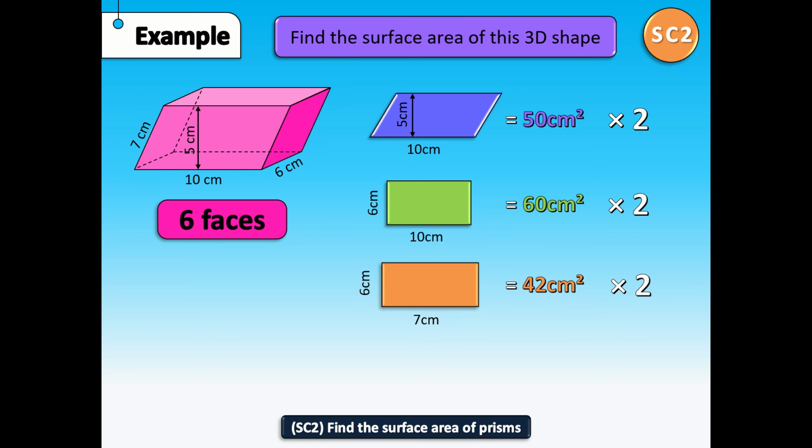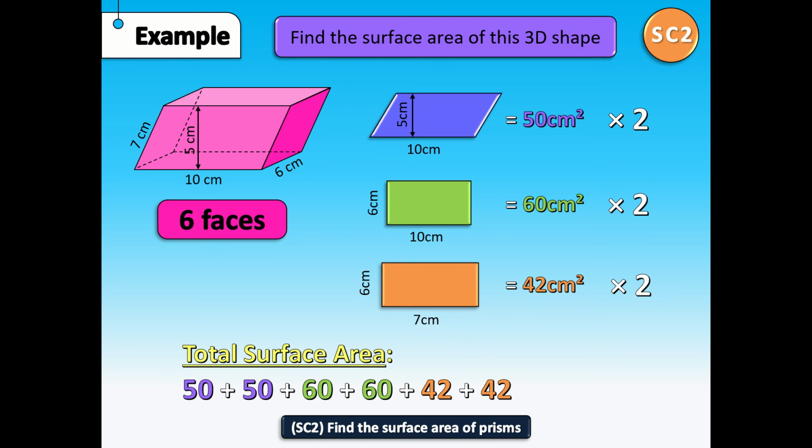So that means we've got a total surface area, if we add those together, 50 plus 50 plus 60 plus 60 plus 42 plus 42. So that's a total surface area of 304 centimeters squared.